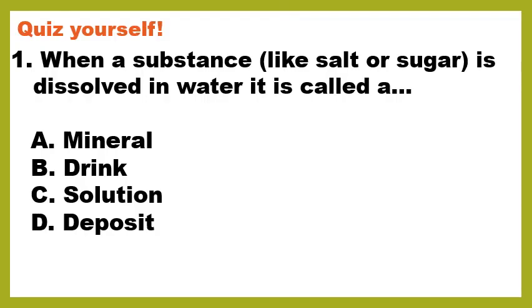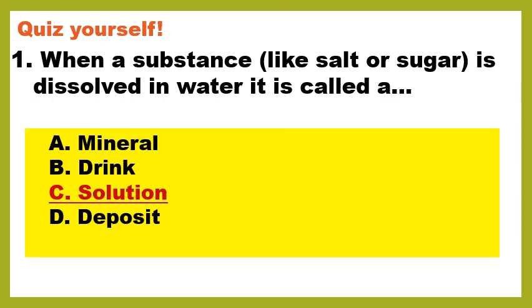Okay, let's end with a quiz. When a substance like salt or sugar is dissolved in water, it is called A, mineral, B, drink, C, solution, or D, deposit. 5, 4, 3, 2, 1. I'm going to get rid of drink because that just sounds not super scientific. I'm also going to get rid of deposit because the deposit is when you can find a bunch of minerals underground. So the correct answer is solution. Okay, remember solution is when a substance is dissolved in water, like sugar in water or salt in water.